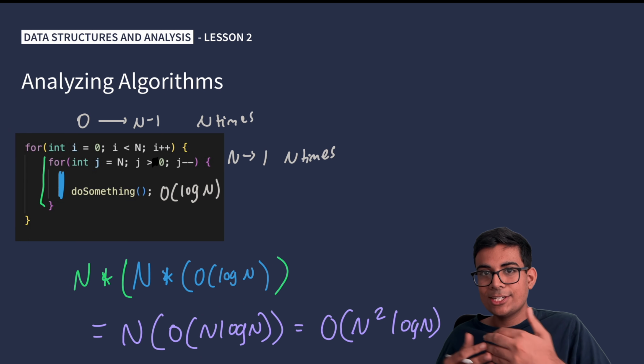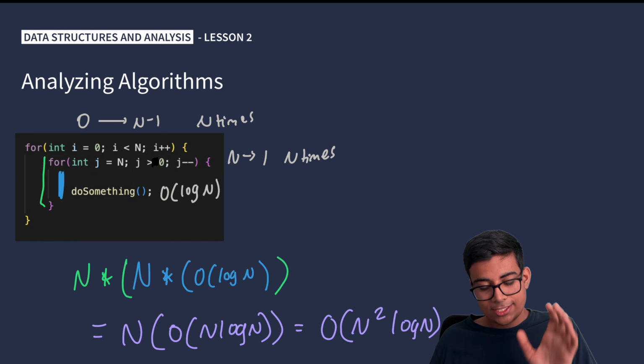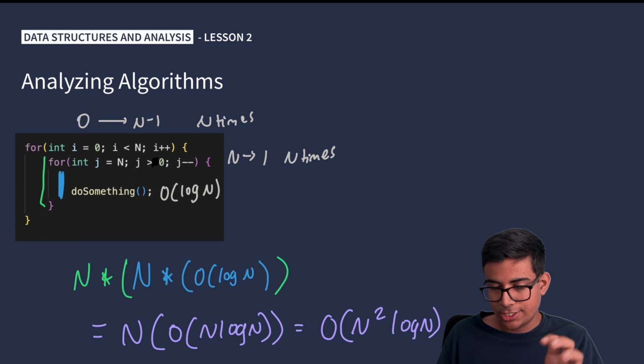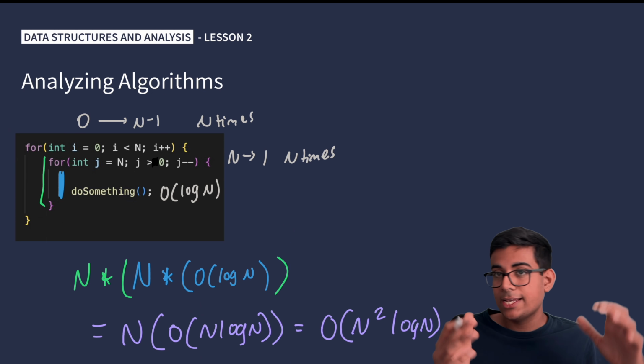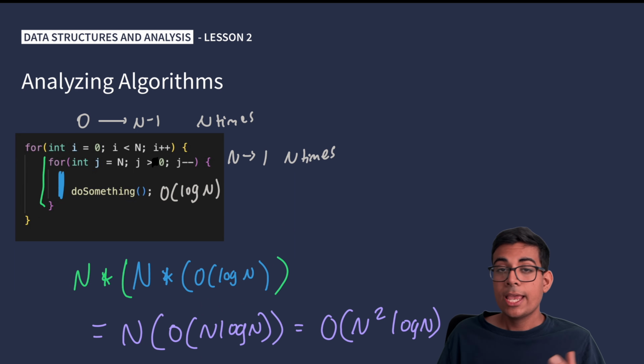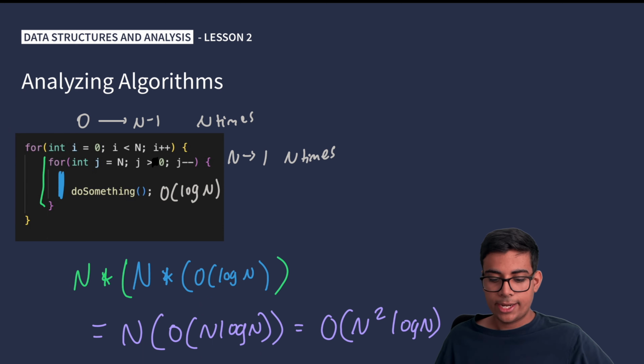When you have nested loops, you need to make sure that you're following the same formula where you take the number of iterations, multiply it by the complexity of the inside, right? However, you're doing that twice because you have 2 loops. And this works if you have 3 or 4 or 5 nested loops, right? You just keep going down and you keep multiplying this out.